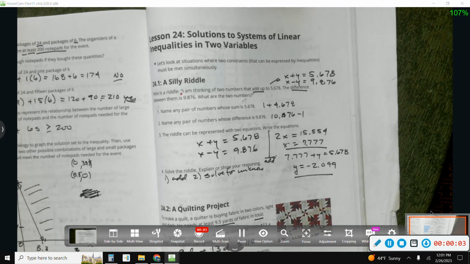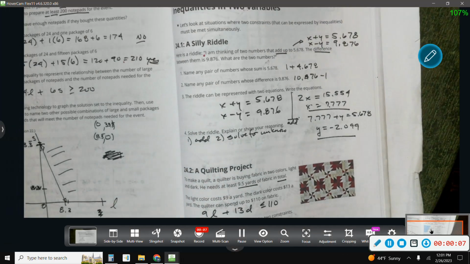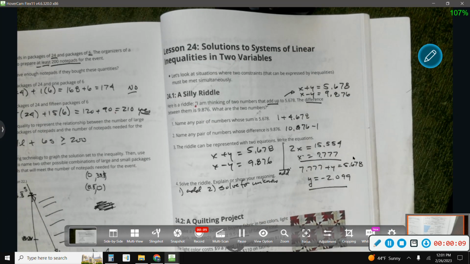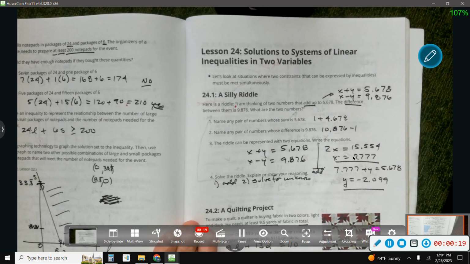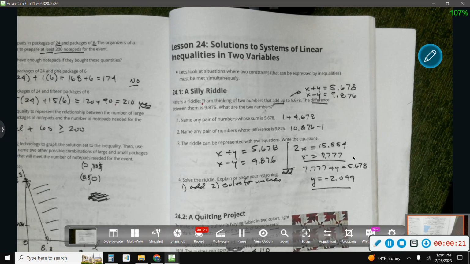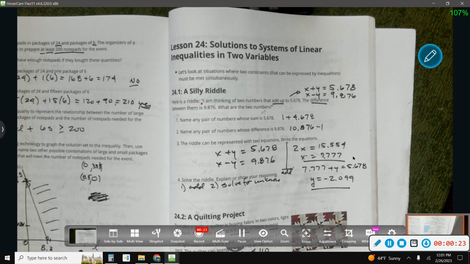Hello everyone, and so we're starting now on lesson 24, solutions to systems of linear inequalities with two variables. Alright, so we'll start out with 24.1, a silly riddle. So they start out, let's look at situations of two constraints.